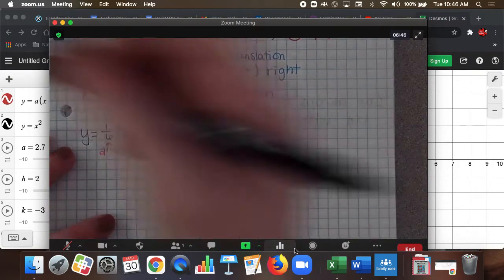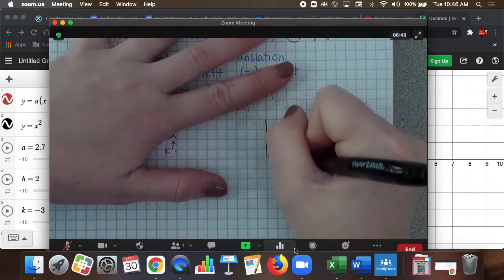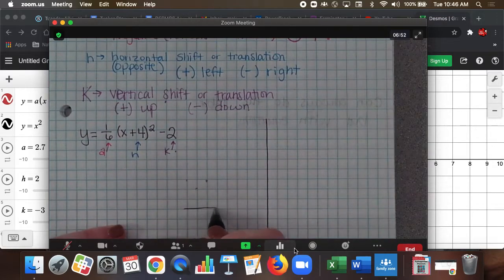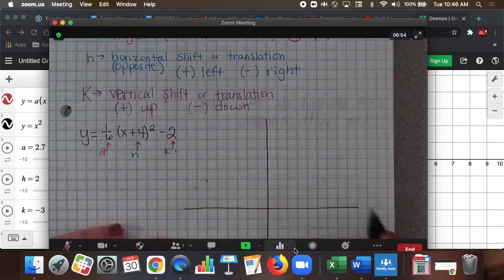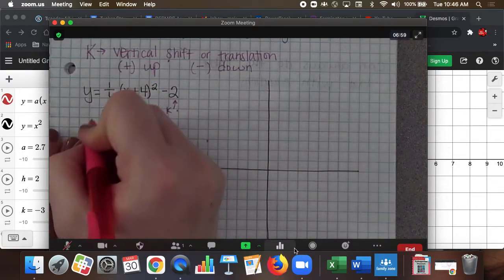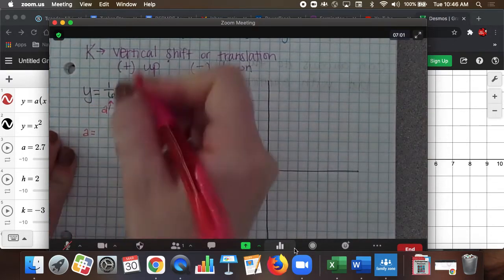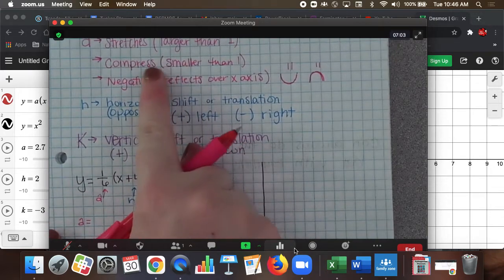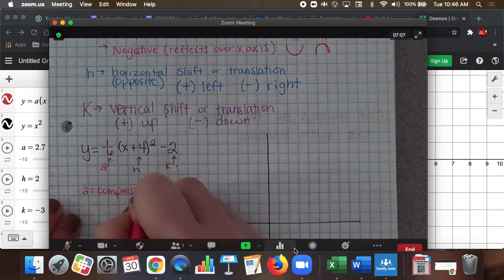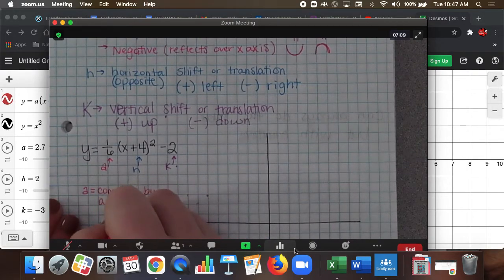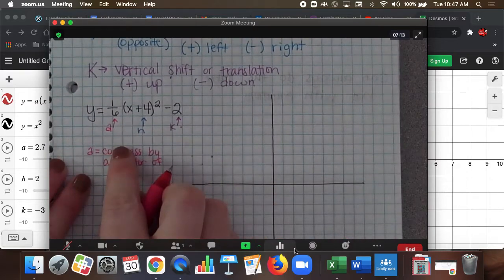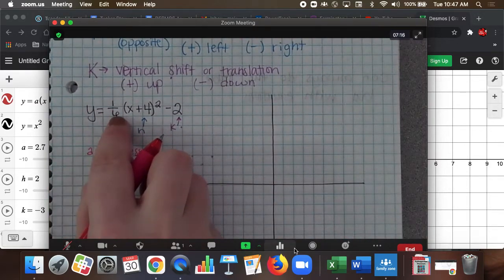Now, I use graph paper, so if you don't have graph paper, just make a quick sketch of it. That's fine. So the a is positive, and it's a number smaller than 1, so that means we're going to compress by a factor of 6. So it compressed by a factor of 6 because the denominator is 6.